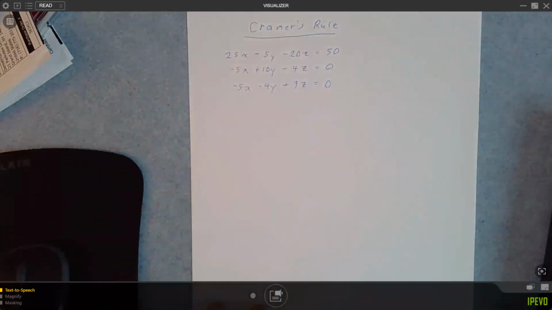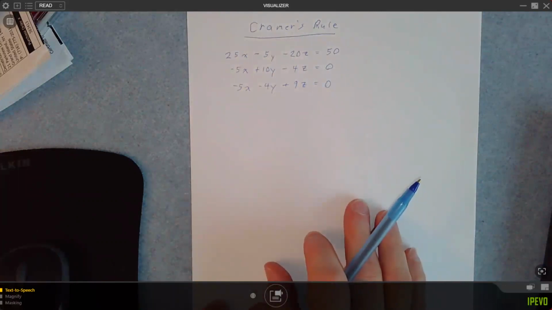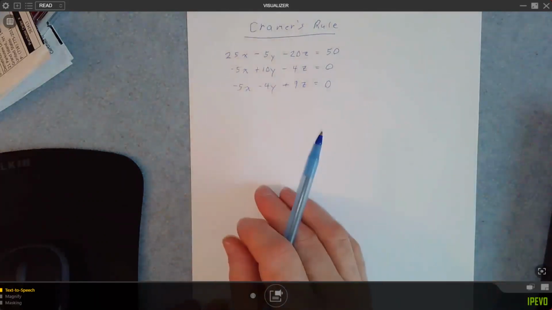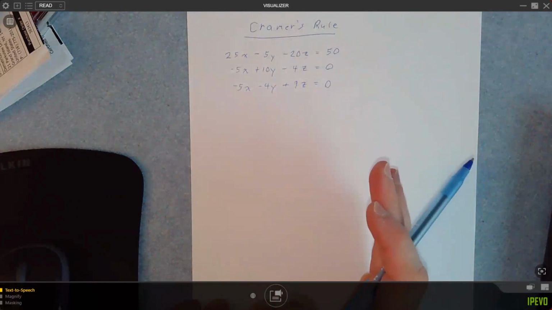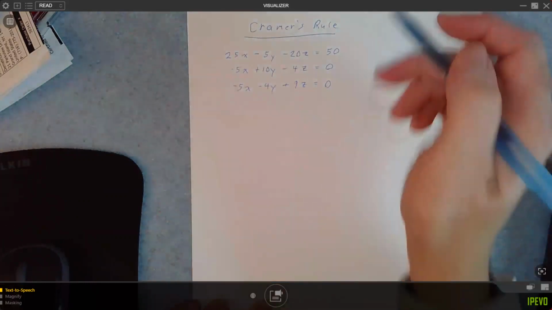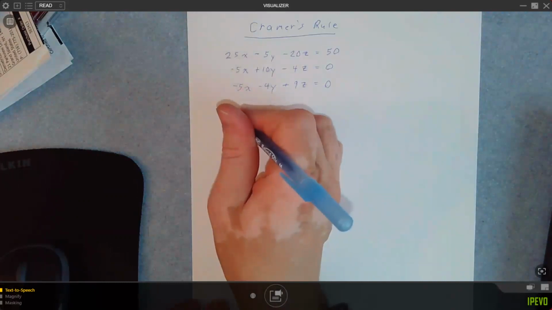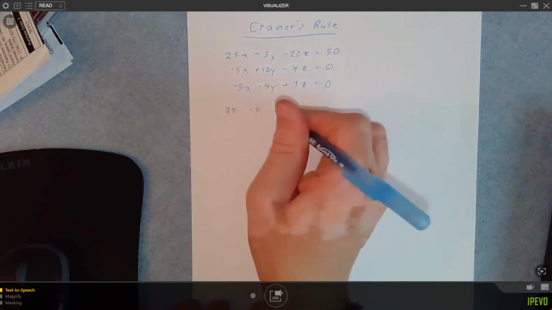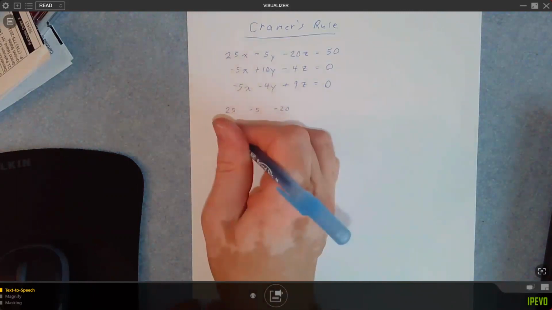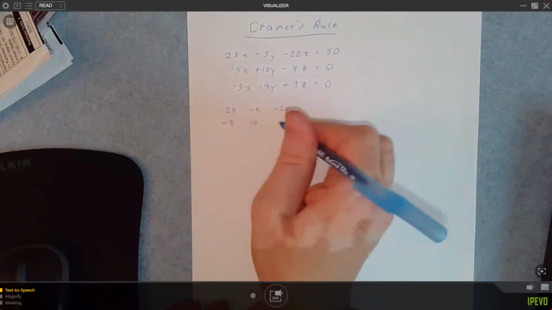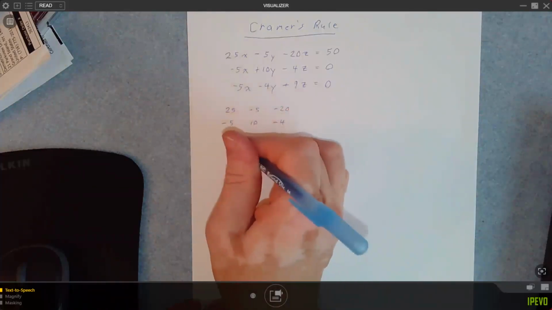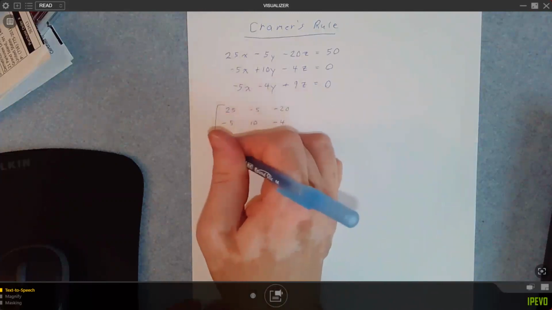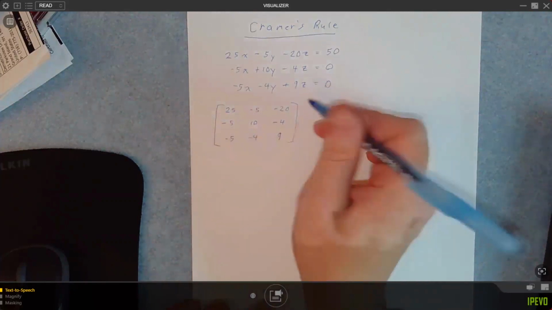I've got these coefficients. So what Cramer's rule says is, well, Cramer's rule doesn't say this, but you can take this and write it as a matrix. I think this is something that people do in pre-calculus, but I can't remember for sure when you learn this. So I can rewrite this whole thing as a matrix. I've got 25, minus 5, minus 20, minus 5, 10, and minus 4, minus 5, minus 4, and 9. That's my matrix of coefficients.